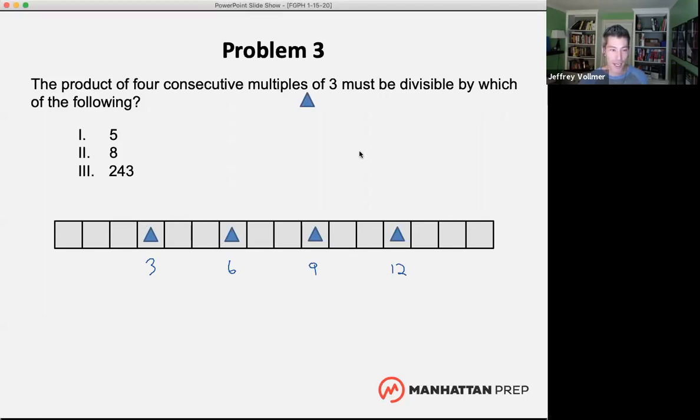Yeah, suppose that multiples of five occur every five numbers. There is a way to space these multiples of five so that I don't hit the triangles. Like if this were zero and five and 10, and 15, right? There's no overlap there.